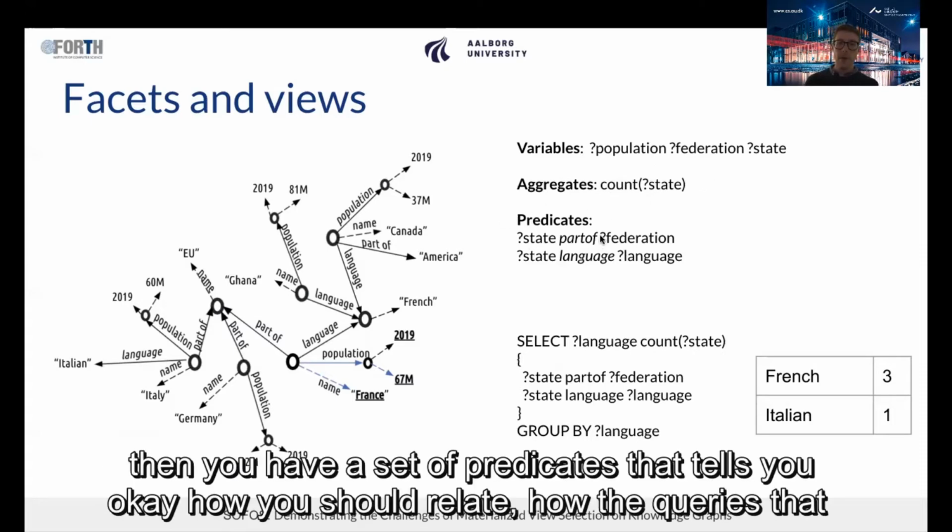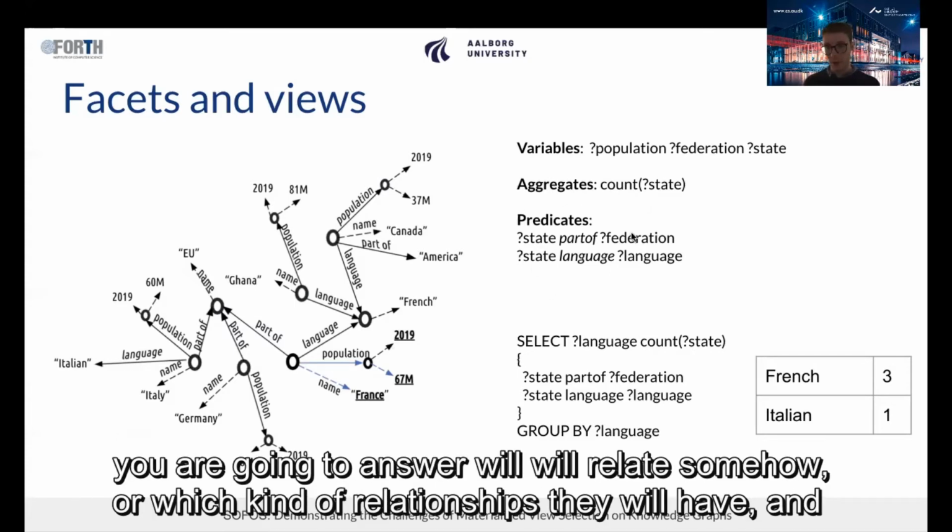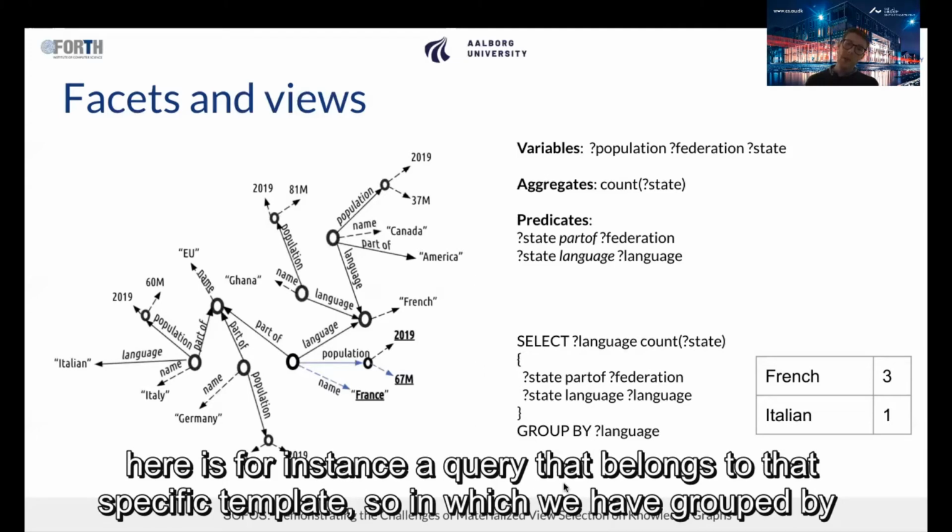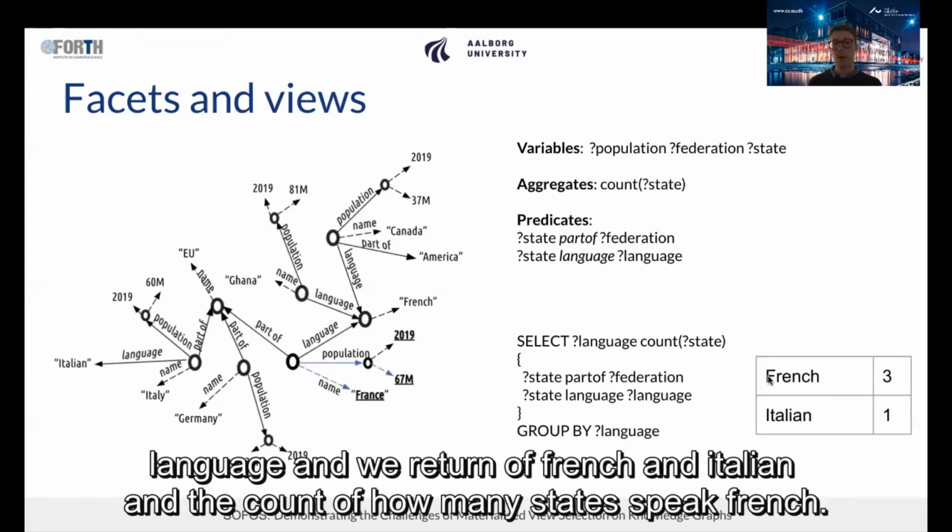Then you have a set of predicates that tells you how the queries that you are going to answer will relate, or which kind of relationships they will have. And here is, for instance, a query that belongs to that specific template. In it we group by language, and we return French and Italian and the count of how many states speak French.